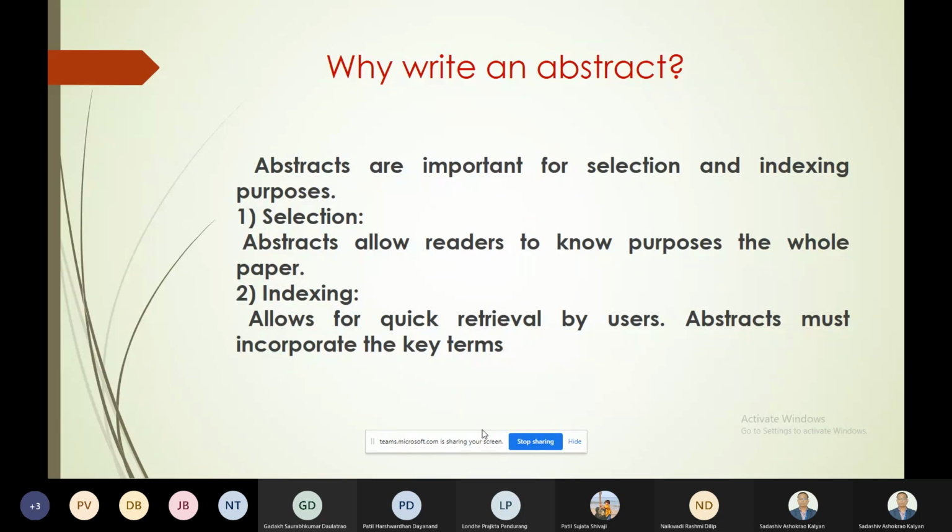It is going to allow your readers who are going to read your research paper, who are going to read your abstract, the easiest way to understand our research paper. So selection and indexing are considered two important purposes of our abstract writing. So we need to always keep it in mind.